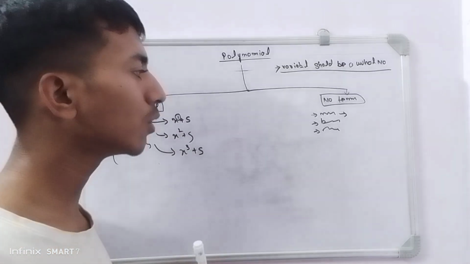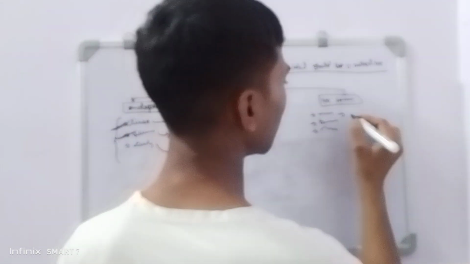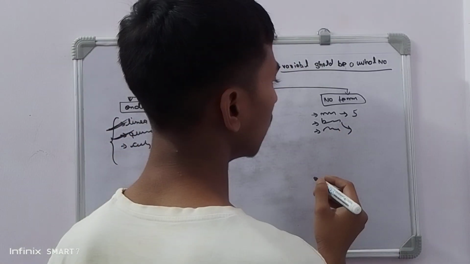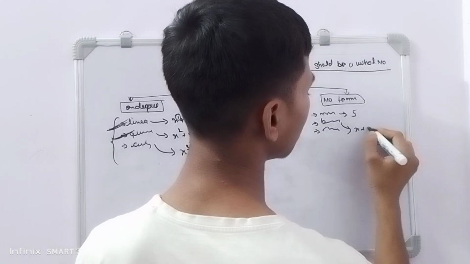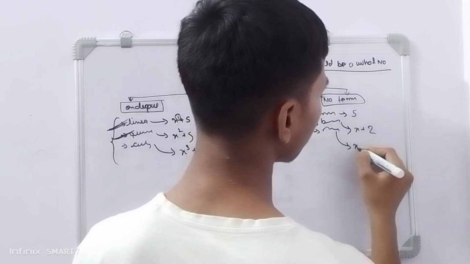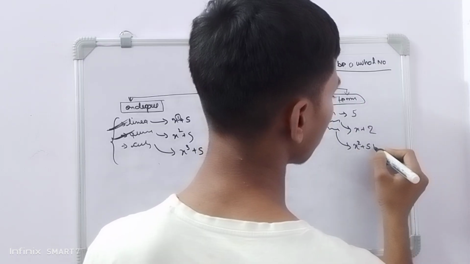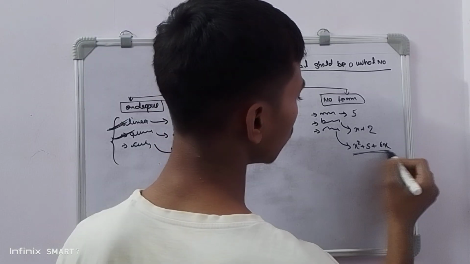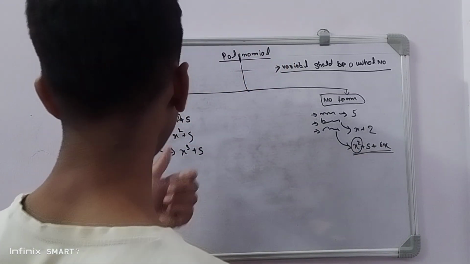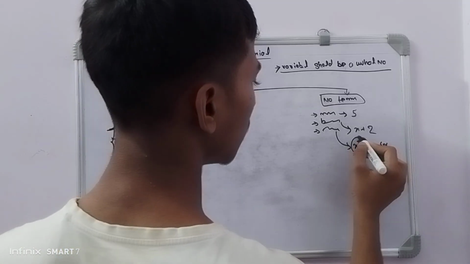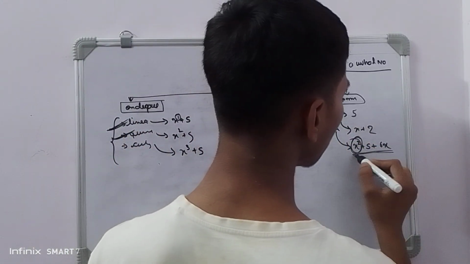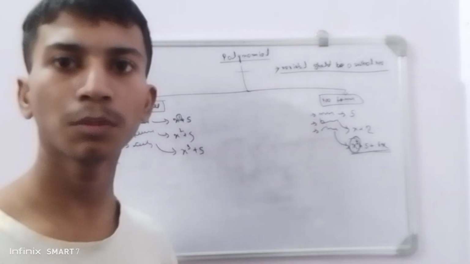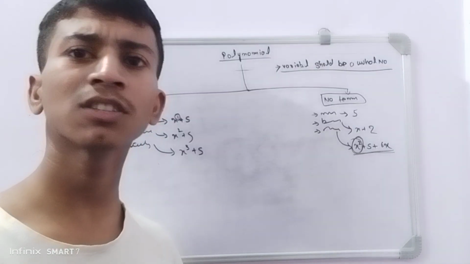So a monomial means the number of terms is 1. Binomial means the number of terms should be 2, and trinomial means, let's suppose, x square plus 5 is equal to 6x. As you can see, it is at the same time a trinomial and a quadratic: on the basis of degree it is quadratic, and on the basis of number of terms it is a trinomial. So I think you understand the division of polynomials on the basis of number of terms and on the basis of degree.